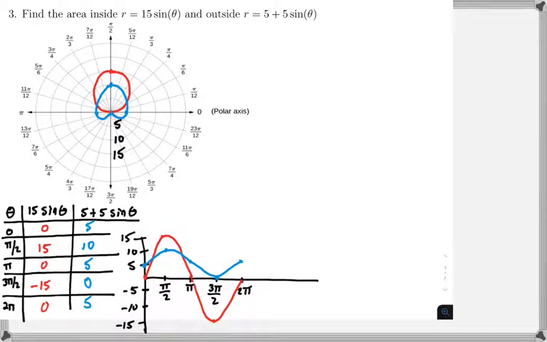Okay, so we want to find the area inside the circle but outside the cardioid. So we do have our radial lines roughly there. I've shaded in that area we want to find.